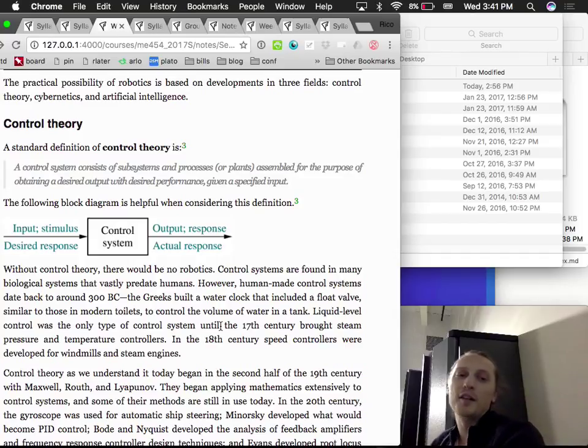Control systems are found in many biological systems that vastly predate humans. There are some really cool ones in humans, and if you're taking biomedical, you might be talking about some of those. However, human-made control systems date back to around 300 BC. The Greeks built a water clock that included a float valve, similar to those in modern toilets, to control the volume of water in a tank. Pretty cool how that's still a relevant technology.